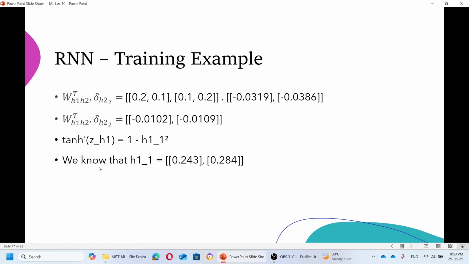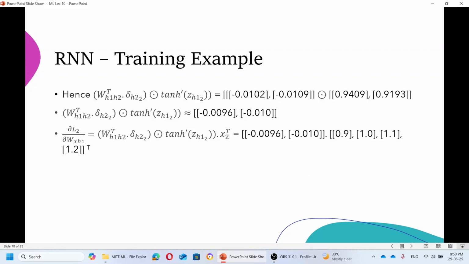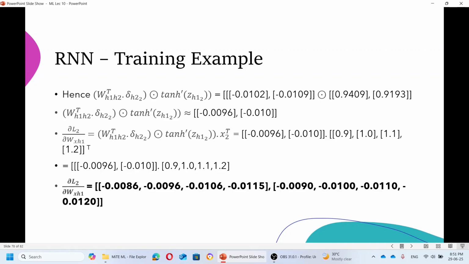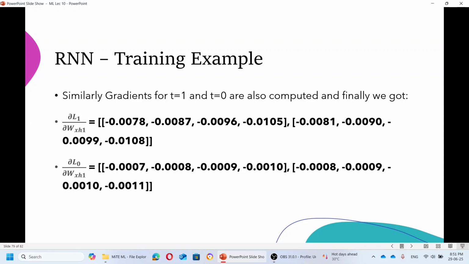Some values which we have computed, I have not shown you how, because I have shown you how to compute it, like this tanh derivative. Either it is computed and I will use it from the previous computation, or I have explained how to compute it. So finally we get delta h1 for WXH1. Here you can see we have got 4 values. That's what we expect, because we are moving back: at hidden layer 1 we had 4 inputs. Similarly, for gradients at T1 and T0 we compute the values.